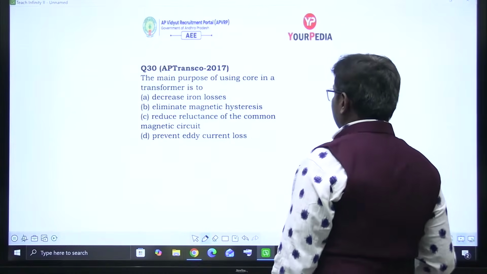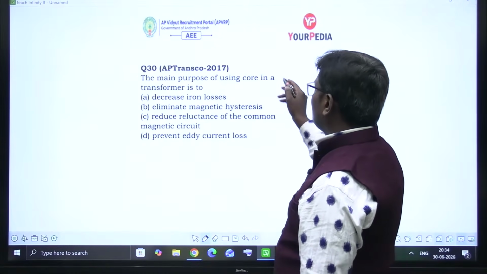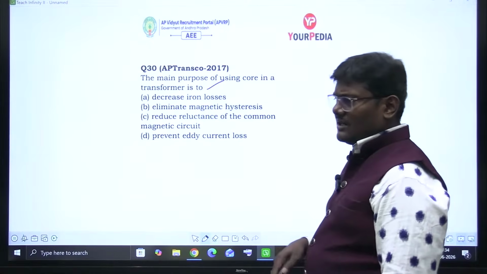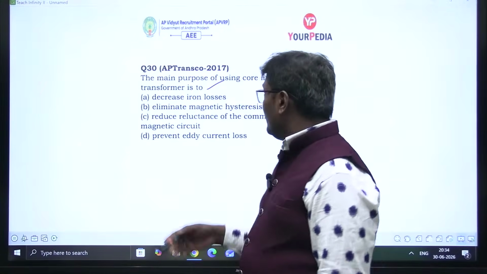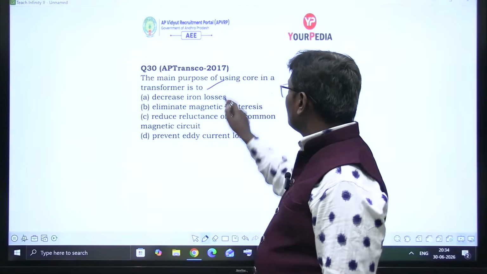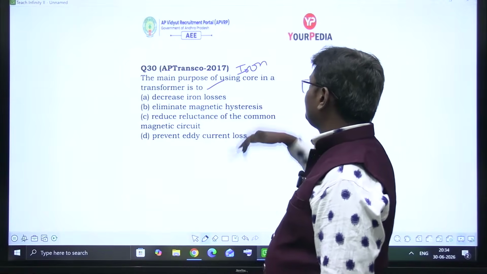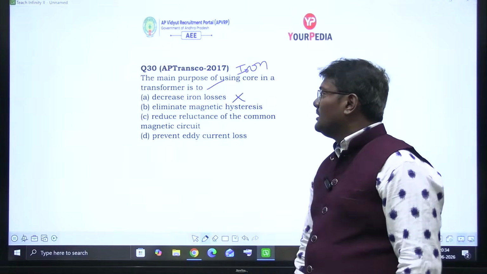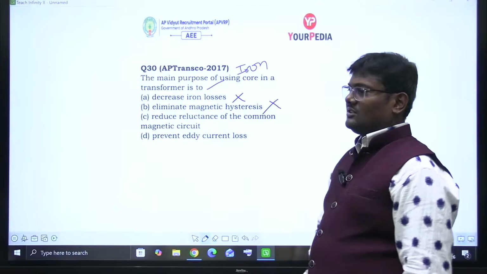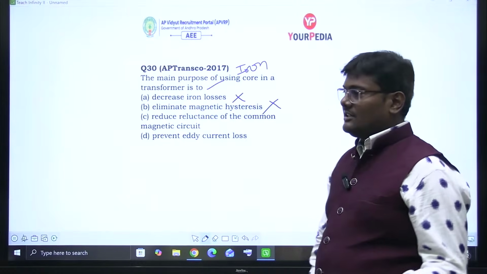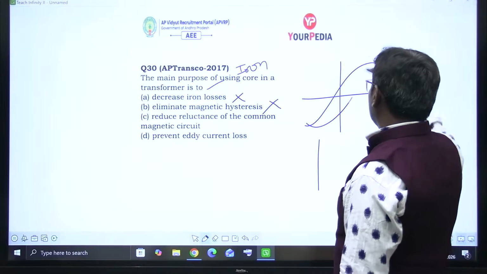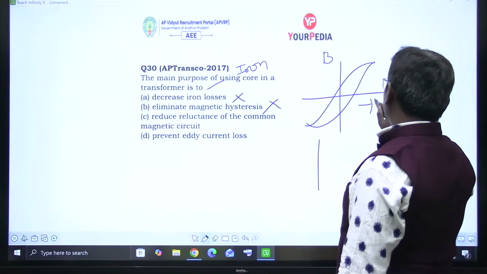The main purpose of this is very simple. Why are we using a core in a transformer? The iron core. Decrease iron losses is wrong; it doesn't eliminate the magnetic hysteresis. If you take iron material, definitely a hysteresis loop is present. If you draw the BH curve for silicon steel.